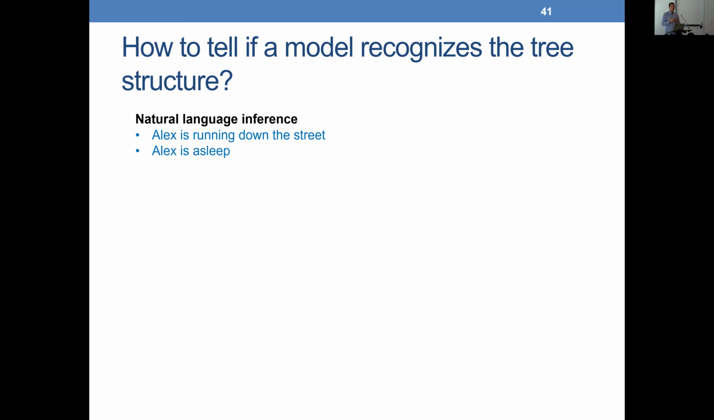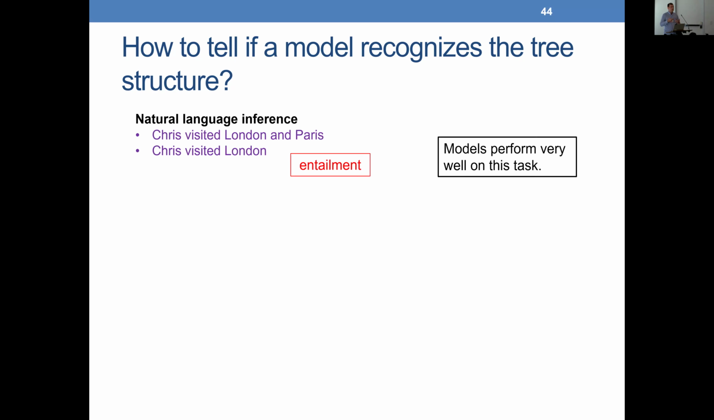The way this task works is you give a system two sentences, such as Alex is running down the street and Alex is asleep, and then it has to label what the semantic relationship is between these two sentences. So here it would be contradiction, or if the sentences were Chris visited London and Paris and Chris visited London, the label would now be entailment, meaning that if the first sentence is true, the second sentence must also be true.